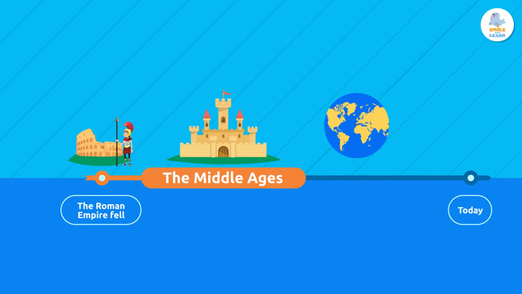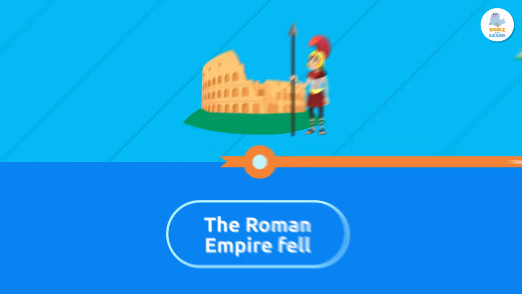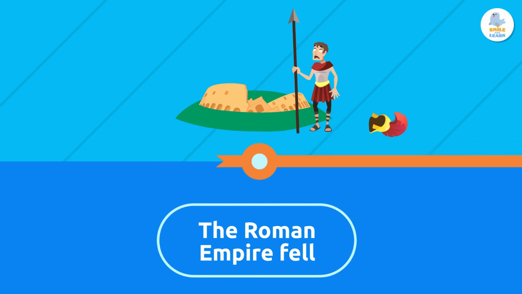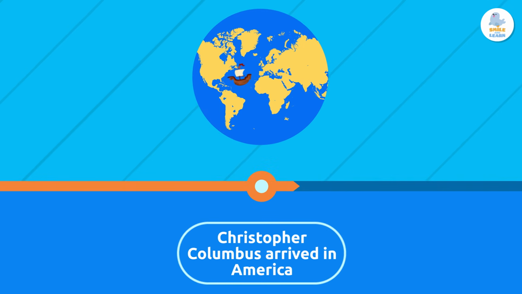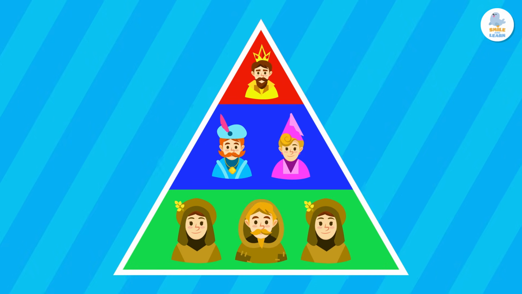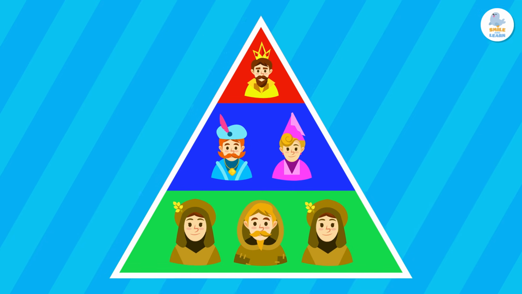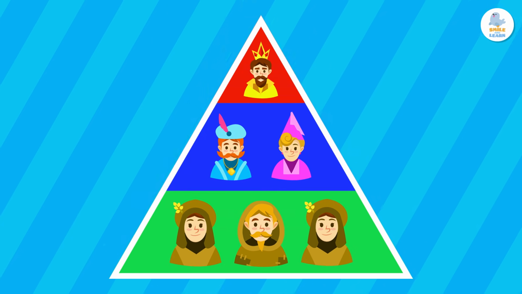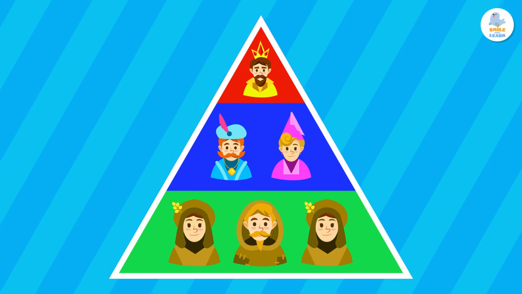The Middle Ages was a very long period of time. It started when the Roman Empire fell and ended when Christopher Columbus arrived in America. That's a long time, isn't it? In the Middle Ages, there were three groups of people: the royalty, the nobles, and the peasants. I'll explain them to you.